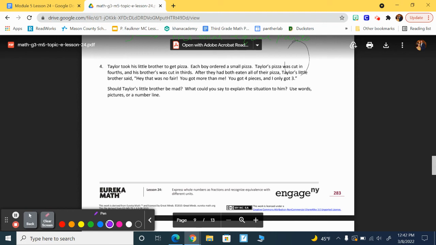So no, he should not be mad. So we could say no, he should not be mad. Because, remember, he cut his into 4 parts, so he had 4 fourths. And that's the same thing as 3/3 because they both equal a whole. Or they both equal 1.